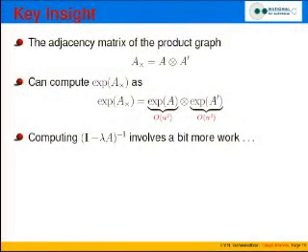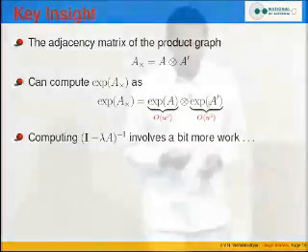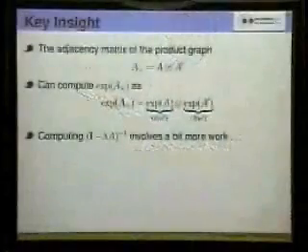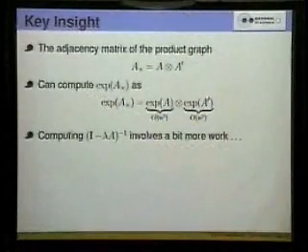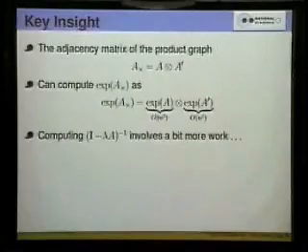And again, the next key insight which allows us to compute things efficiently is the fact that the adjacency matrix of the product graph is nothing but the Kronecker product of the adjacency matrices of the graph. It takes a bit of time to convince yourself of this, but once you start thinking about it, it's very clear. You just have to go back to the definition of how you define the product graph, and also how you define the Kronecker product, and you can show that they're exactly the same.